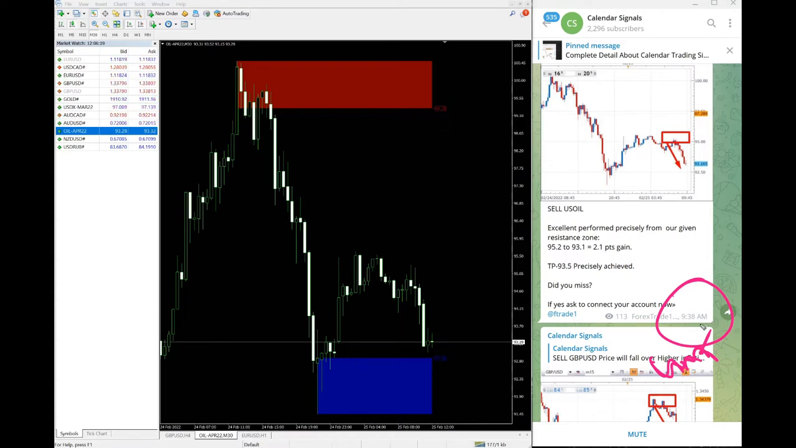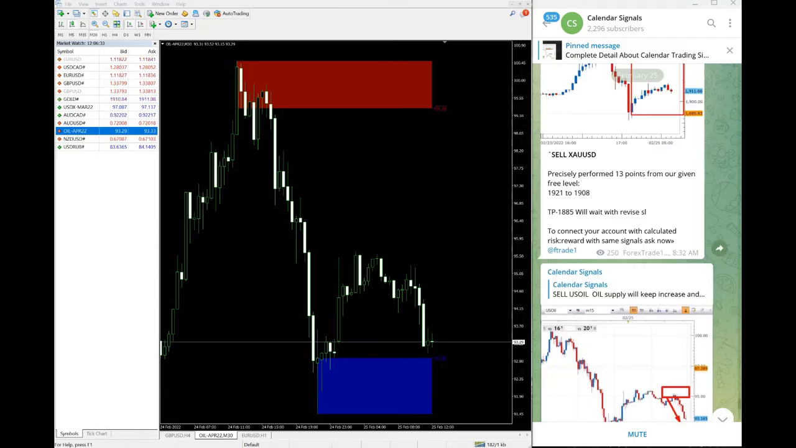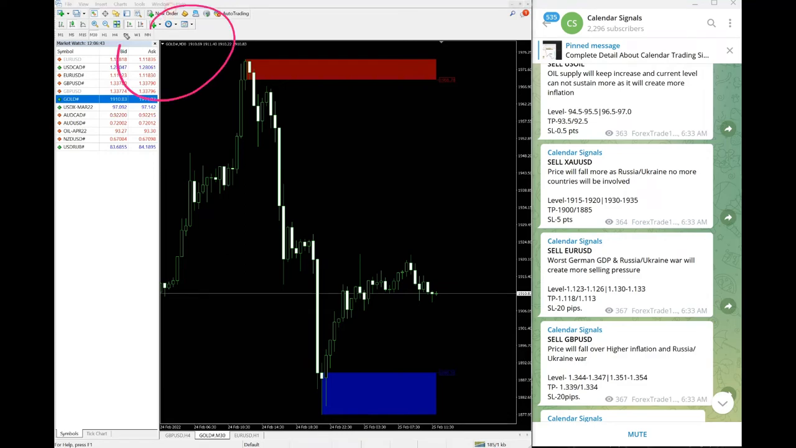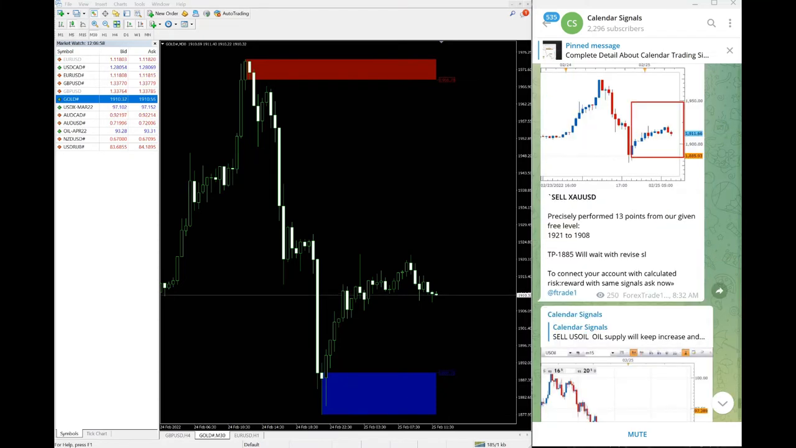US oil performed from 95.2 till 93.1 and gave a 2.1 point gain. And then the next signal performed after US oil is XAUUSD, which is gold. Here you can see the gold chart, 30 minutes chart opened here. And also we have updated on our channel when the market moved. Let me open here, scroll down a bit. You can see gold performed 13 points from our given level, from 1921 till 1908. So 13 points gain on gold.